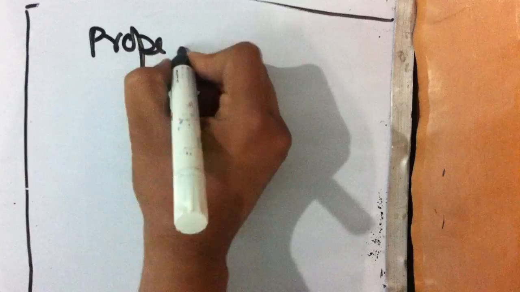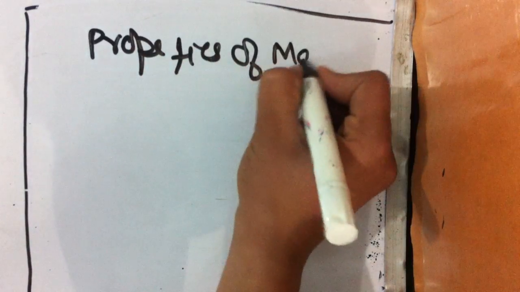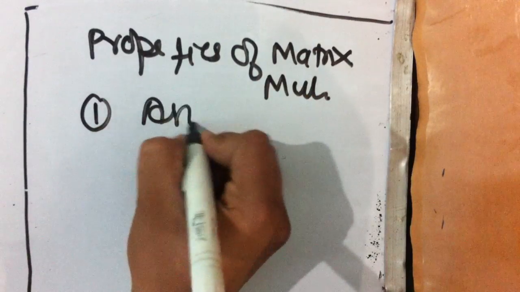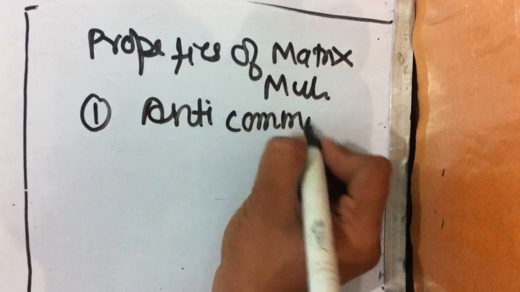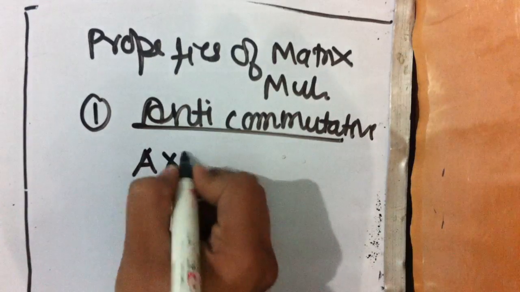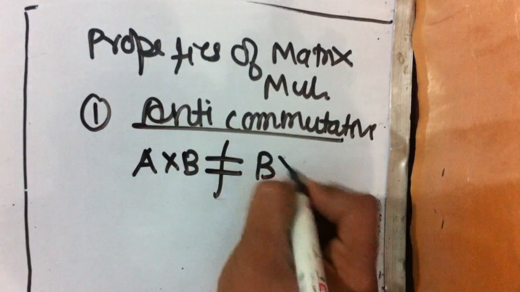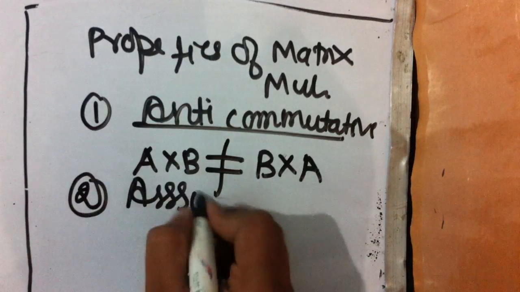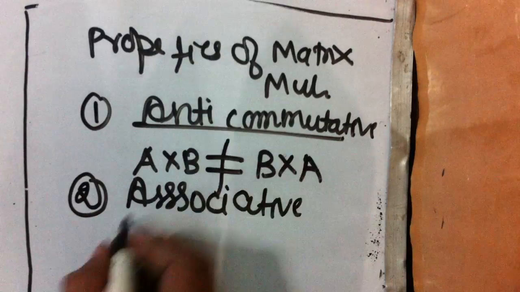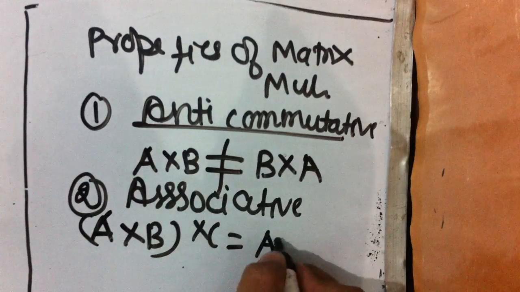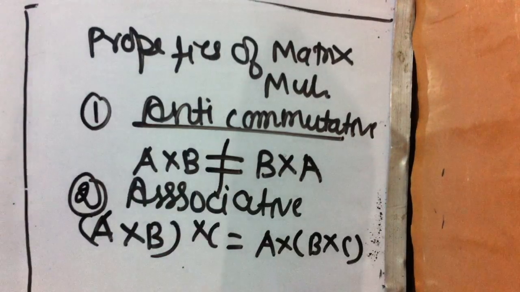Now we'll talk of properties of matrix multiplication. First, it is anti-commutative. That we have seen just now, that it is anti-commutative in nature. That is, A cross B can never be equivalent to B cross A. Second is associative law. So for this, associative law holds good. That is, A multiplied by B multiplied by C is equal to A multiplied by B multiplied by C.